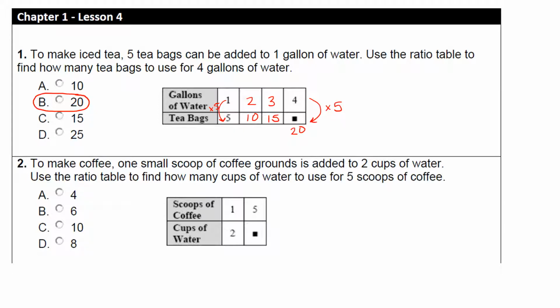And again, I can ask myself, how do I get from 1 to 2? I multiply by 2. So to get from 5 down here, I multiply by 2, and that would be 10. So 5 scoops of coffee needs 10 cups of water. Another way to complete this would be, how do I get from 1 to 5? I multiply by 5. And how do I get from here to here? I multiply by 5, which equals 10.